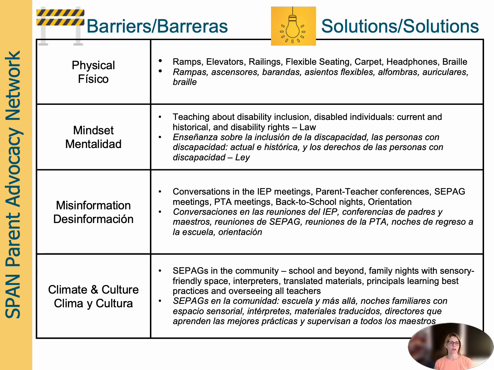And then also is the climate and culture barrier, and how to overcome that. And one way is to have your special education parent advisory group out in the community, in school and beyond, creating opportunities for the community to see parents of special education students talking about what they have experienced, and answer questions about anything that's related to special education, providing spaces that are sensory friendly for families when they go to events, providing interpreters, translated materials, and then sharing information to building administration on best practices, who can then share it with their teachers. In terms of climate and culture, it's an effort that everyone has to get behind.